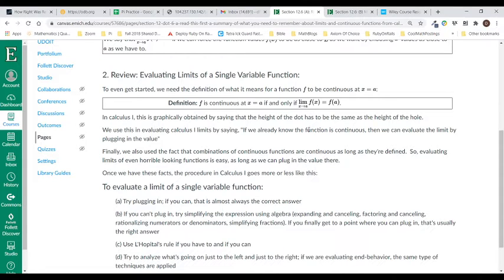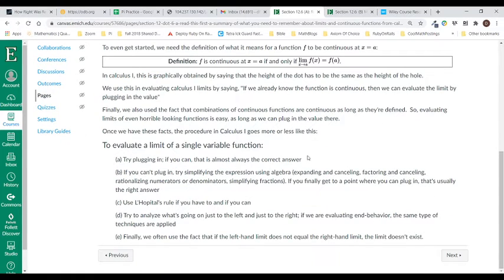Now, that's not the way we usually use it. The way we usually use it in Calc 1, we say, look, if we already know the function's continuous, you can evaluate the limit just by plugging in the value. That actually has a kind of cool thing, right? Combinations of continuous functions are continuous as long as they're defined. So even if it's a horrible looking function, as long as it's a combination of functions that we already know are continuous, if we can plug in the number there, that's going to give us the correct limit value. That actually starts up our procedure for finding a limit in Calc 1.